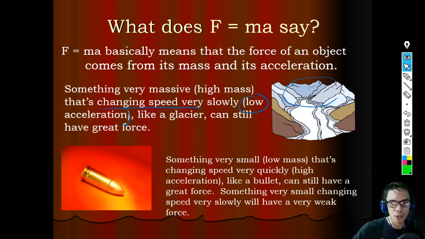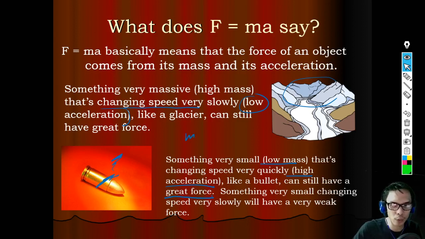Next, an object which is very small, just like this bullet over here. It has very low inertia because it has low mass. But it has greater force, because the bullet is moving quickly in one direction. So it has a great force.